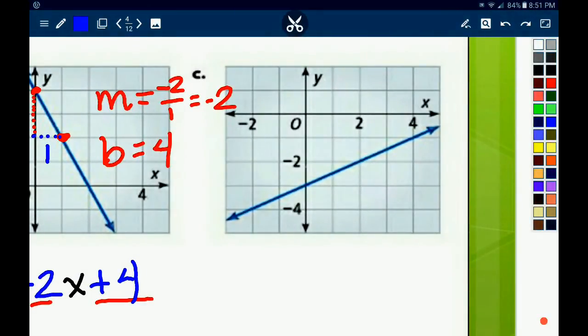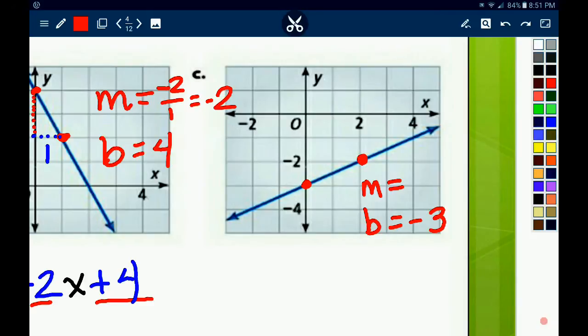Again, we're going to identify what the slope and the y-intercept are first, so my m and my b. Again, I see it crosses the y-axis right there. That's at -3. That's my y-intercept. And then I want to locate another integer value point. The next one I see is right there.